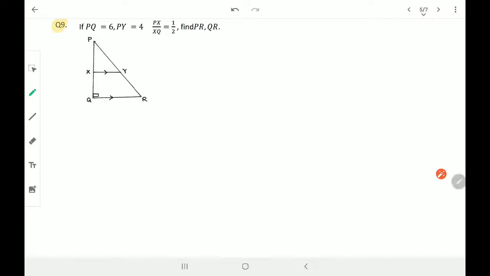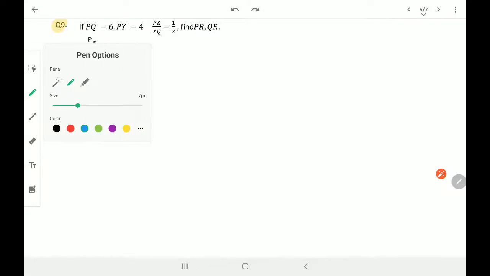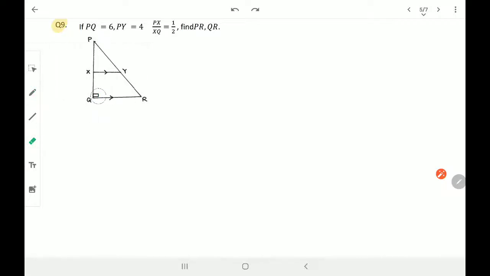Now in this question, you can see this rectangle there. It's not a rectangle, it's the sign of 90 degrees. Now what I'm going to do here, clearly lines are given parallel and I can use BPT directly, no issue at all. But I'll just mention the given values in the diagram, that is always helpful in geometry. So 4 and PX upon XQ are directly given, which I can use in the BPT. I have to find PR and QR.